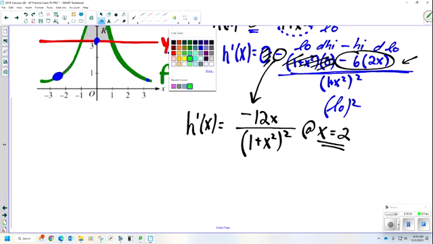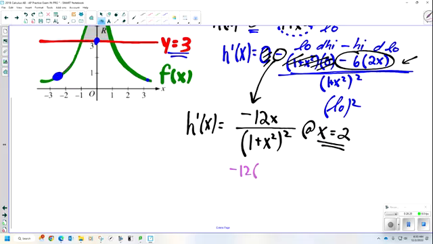All right, let's go here. Let's go with this nice purple again. So it's negative 12 times an x, which is 2, all over 1 plus 2 squared. But this whole thing is squared, okay? Because the 2 is squared, then the whole thing is squared. Okay, don't forget one of those squares. So the top is negative 24 over the bottom. Well, you know what? I lied. The top isn't negative 24.